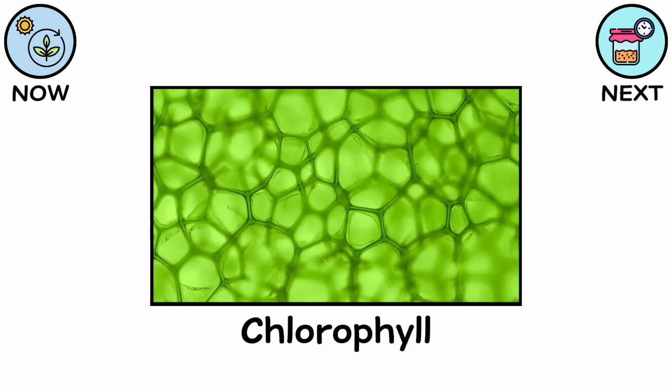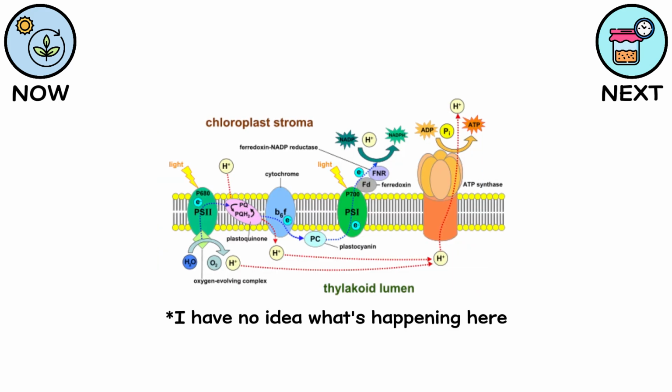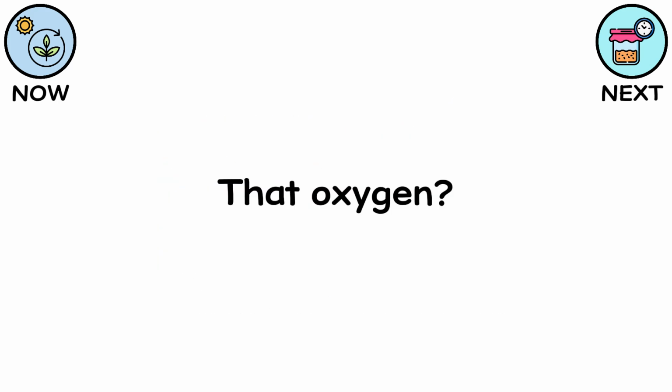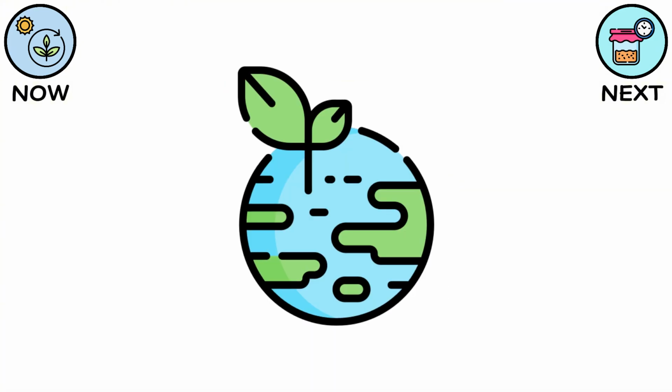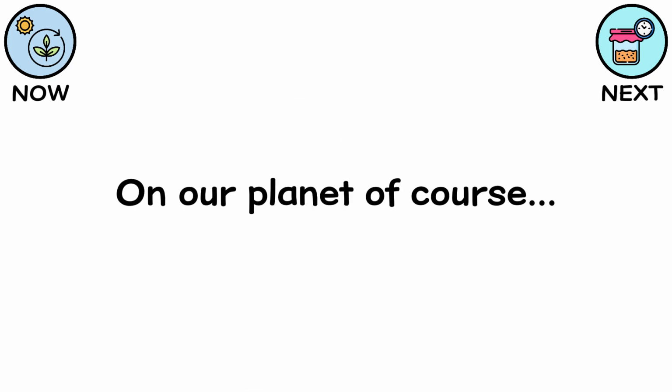Chlorophyll, the green pigment in leaves, captures sunlight. That energy splits water molecules, releasing oxygen and transferring electrons through the electron transport chain. That oxygen, you breathe it. That glucose, it feeds the entire biosphere. It's not just a plant thing. It's the reason anything alive exists at all. On our planet, of course.